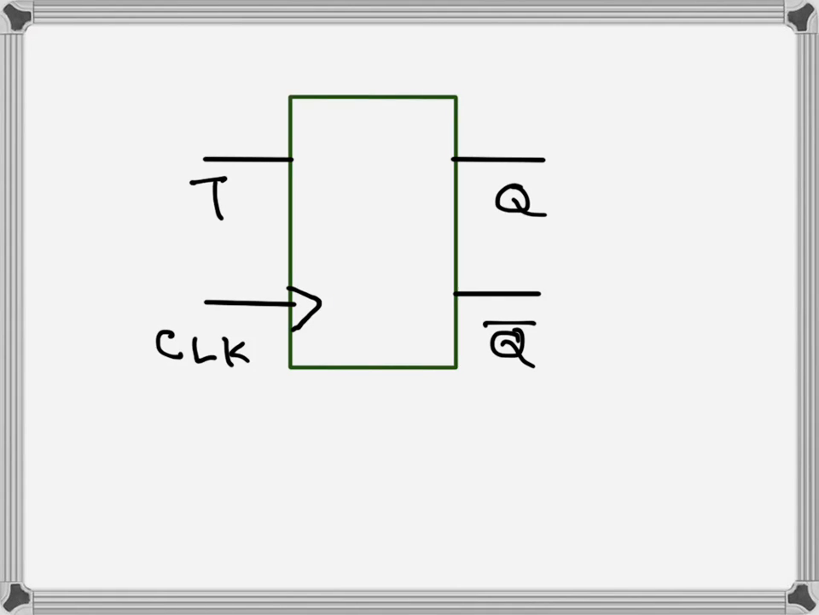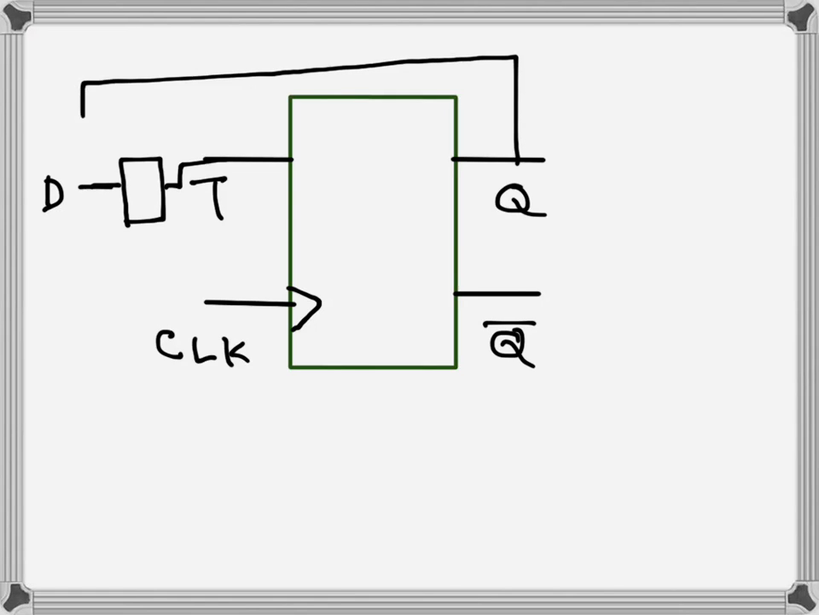We have a T flip-flop, we want to convert it into a D flip-flop. So we will have our D input here, there will be a combination of gates here, and the output of that will go to the T input, and Q will come as a feedback input in this combination. So our T input will be a function of Q and D.